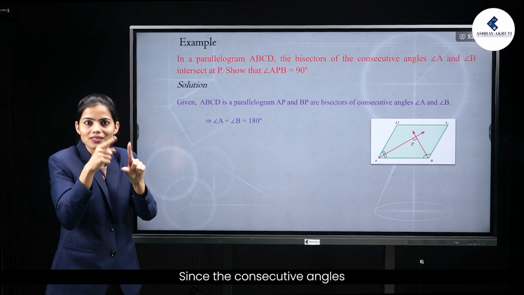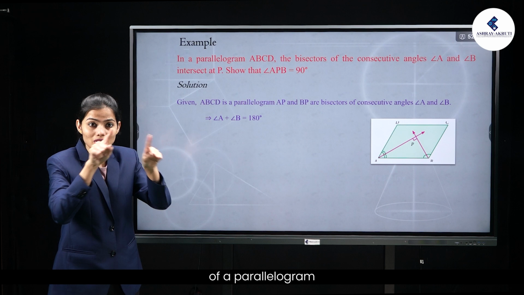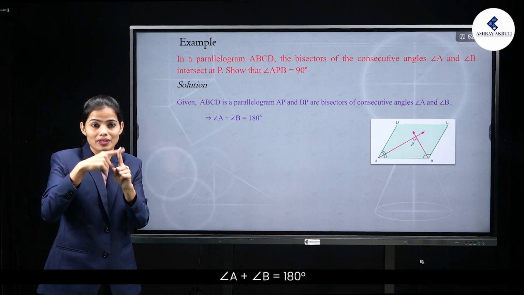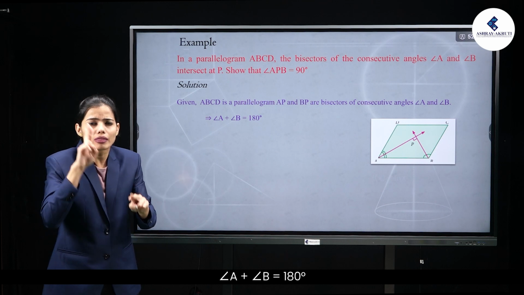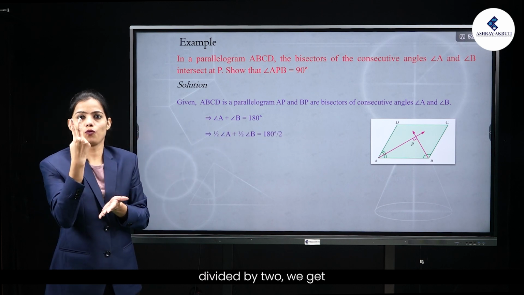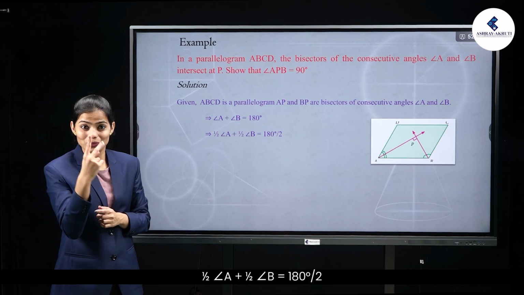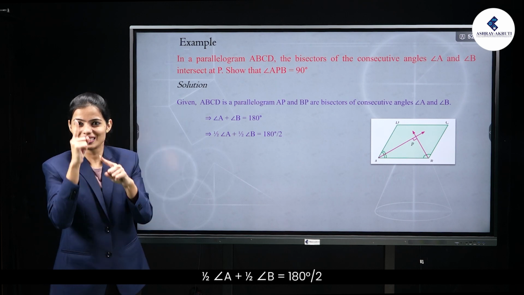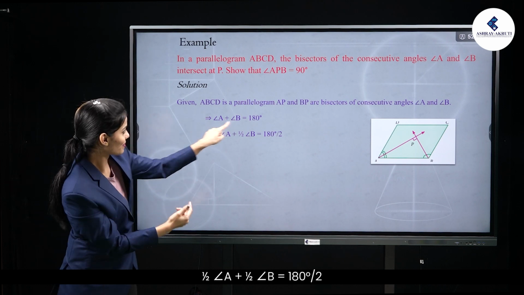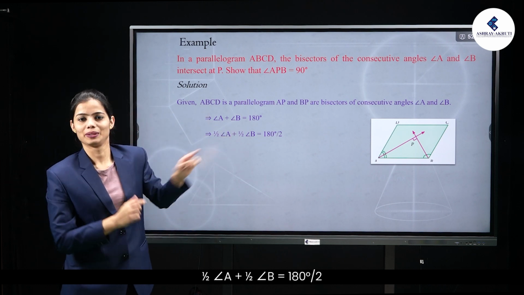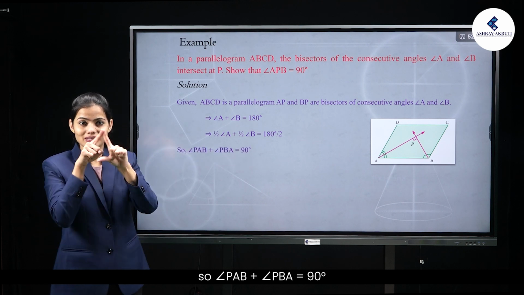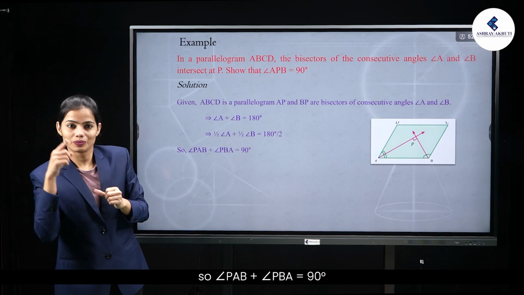Since the consecutive angles of a parallelogram are supplementary, angle A plus angle B is equal to 180 degrees. If we divide the given equation by 2, we get half angle A plus half angle B is equal to 180 degrees by 2. So, angle PAB plus angle PBA is equal to 90 degrees.